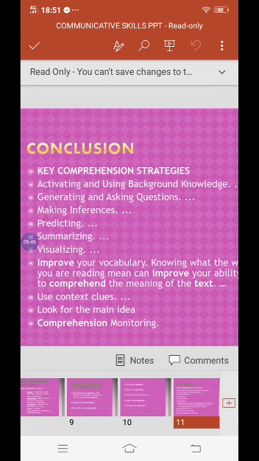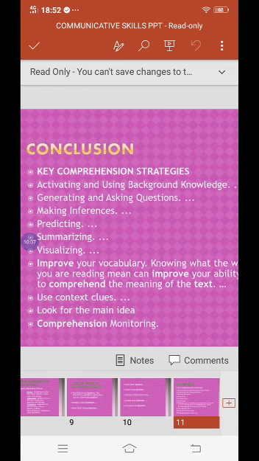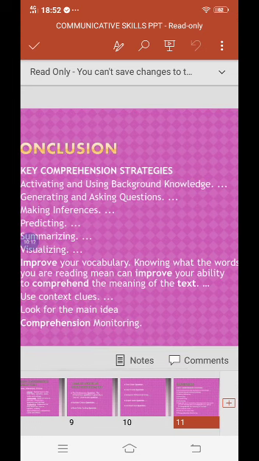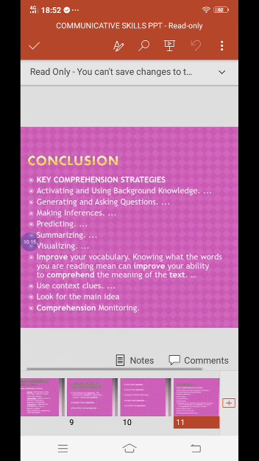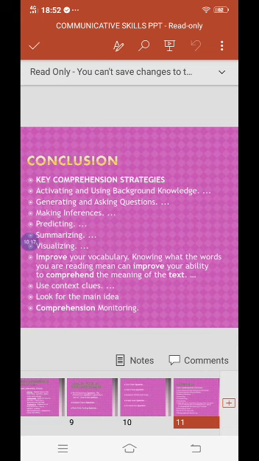Next, let us move on to the conclusion. Here we will be discussing the key comprehension strategies, that is, ways for an effective comprehension. First of all, it should be activating and using background knowledge, generating and asking questions, making inferences, predicting, summarizing, visualizing, improving your vocabulary, that is, knowing the words that you are reading so that it can improve your ability to comprehend the meaning of the text, using context clues, looking for the main idea, comprehension monitoring.